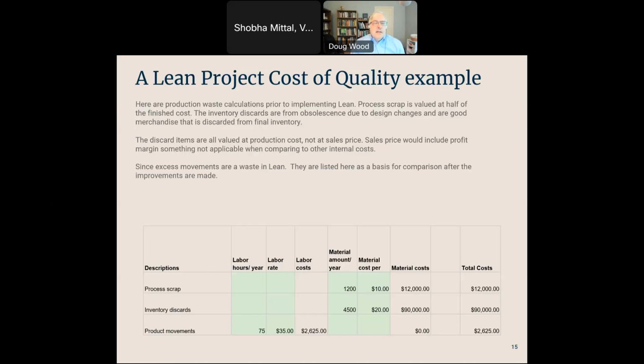Now the other thing is that in lean, there's a number of wastes. We're not going to go through what all the wastes are. You've probably seen the acronyms, TIMWOOD, or a number of other acronyms, each one being a type of waste. But let's focus on product movements. We spend 75 labor hours a year at $35 an hour to move things around. So you would count all of the movements here. And then later on, we would count the reduced movements after the lean improvements were made. Obviously, your spreadsheet could have many more rows than this.